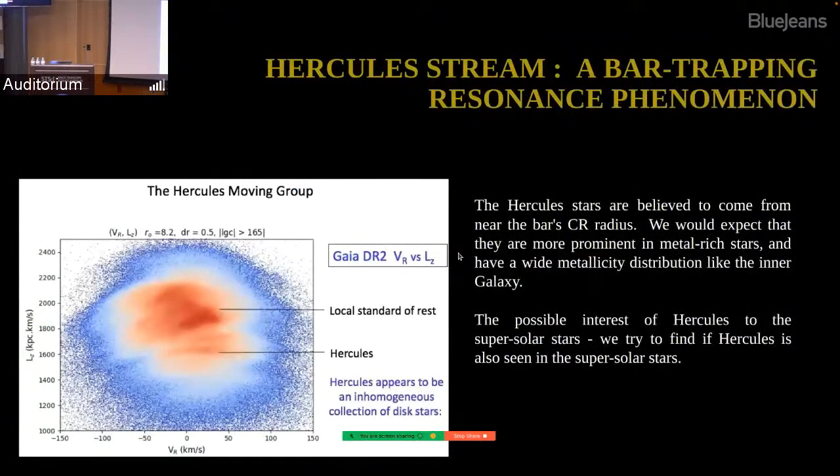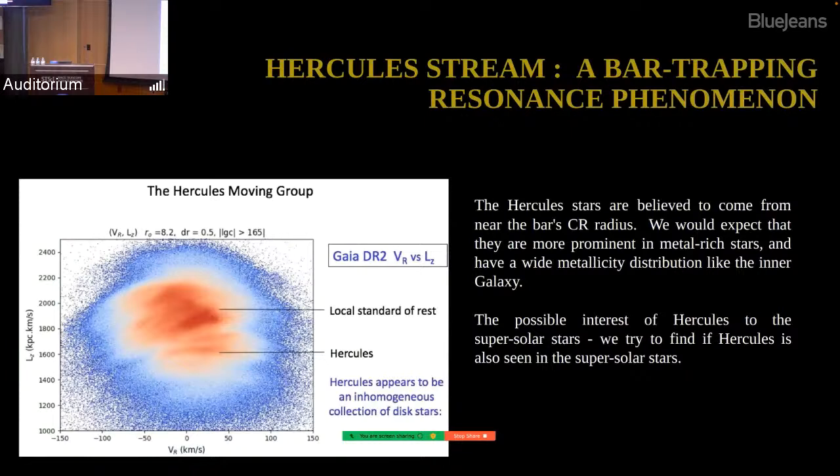So coming to the second facet of our work, about Hercules. The Hercules stars are a group of stars believed to have originated near the Mars co-rotation radius in the galaxy. These stars are expected to be more abundant in the metal-rich populations and have a broad range of metallicities similar to those found in the inner part of the galaxy.